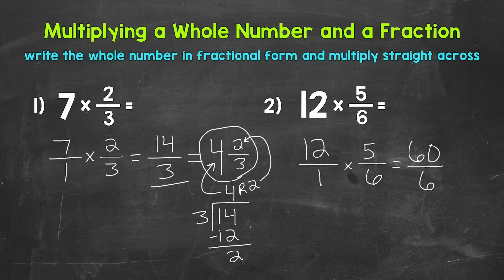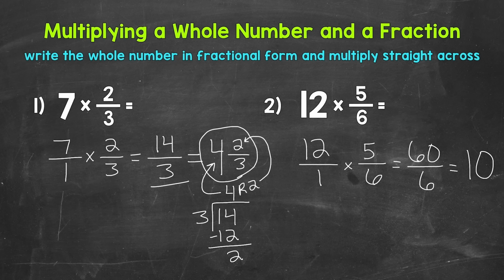So we get 60/6, and that's our answer, but it's an improper fraction. So let's convert it to a mixed number. Let's divide the numerator, 60, by the denominator, 6. So 60 divided by 6. How many whole groups of 6 in 60? Well, 10. That hits 60 exactly.